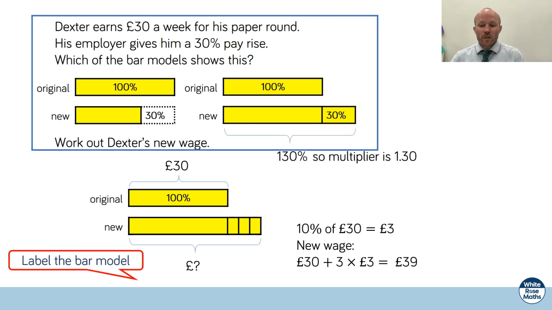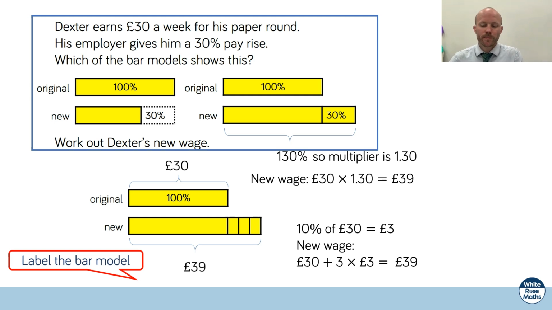Some students might use that multiplier method, so they could see using the bar model from previous work that the multiplier is 1.3, and just do 1.3 times the 30 to get the £39. Either way, same answer, and nice that you can use the bar model just to compare the original and the new and see, oh yeah, so that is 39, it's gone up from 30, which makes sense.